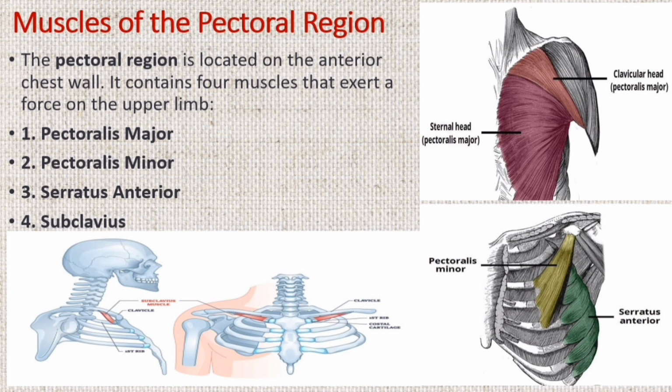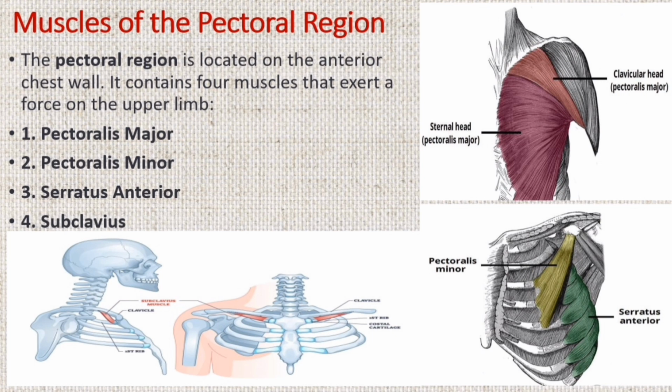It is large and fan-shaped, and is composed of a sternal head and a clavicular head. Attachments. Clavicular head originates from the anterior surface of the medial clavicle. Sternocostal head originates from the anterior surface of the sternum, the superior six costal cartilages, and the aponeurosis of the external oblique muscle. The distal attachment of both heads is onto the intertubercular sulcus of the humerus.